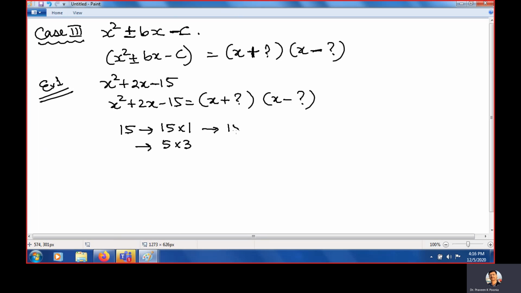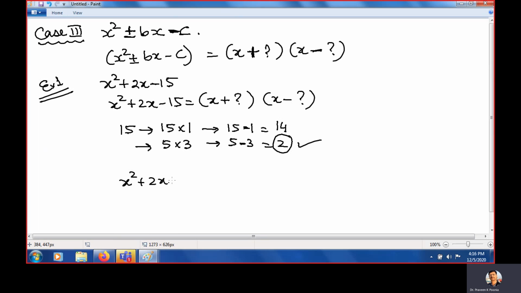So here you need to subtract. 15 minus 1 is 14 and 5 minus 3 is 2. So here you need to minus. Why minus? Because c is negative. Remember, if c is negative, they will be subtracted. And what number is matching? 2 is matching.